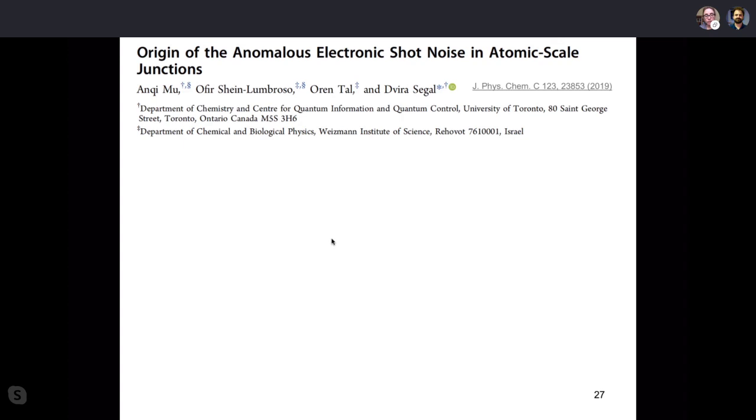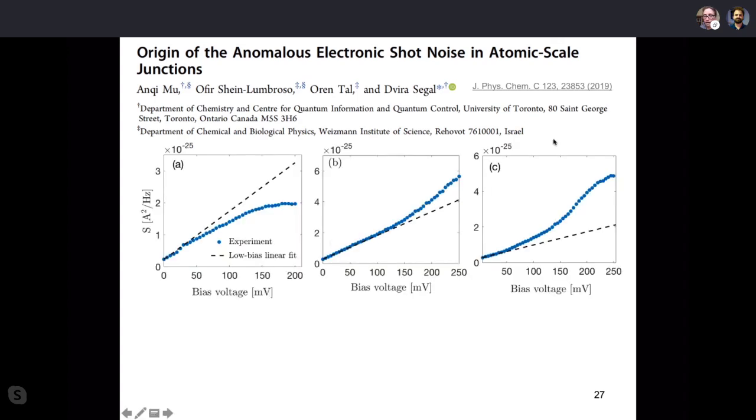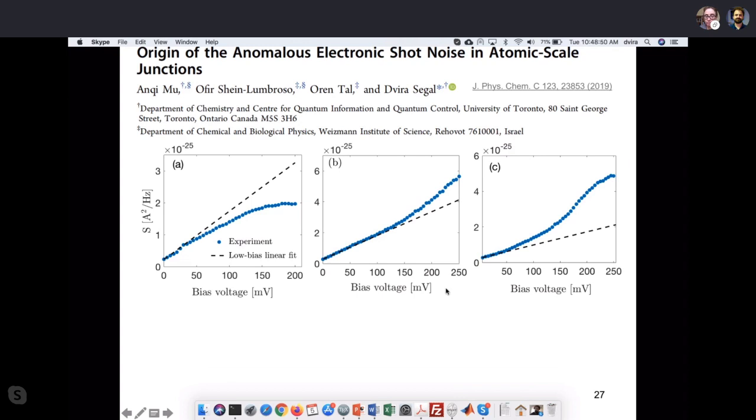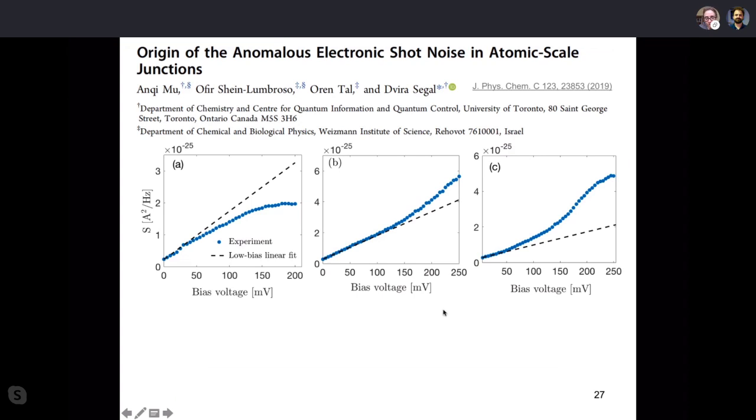So, as I've said, in order to test the tool in this setup, first we have to understand the shot noise in the system. So this project was done with Anki, a former undergraduate student in my group. And let me tell you, I have to explain to you what we found over there in order to explain the measurements of the tool.